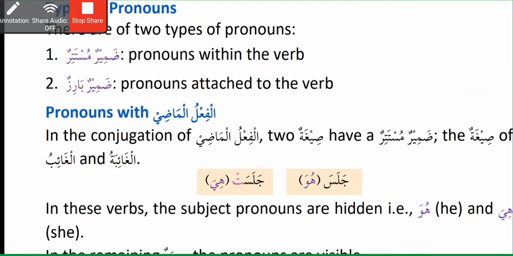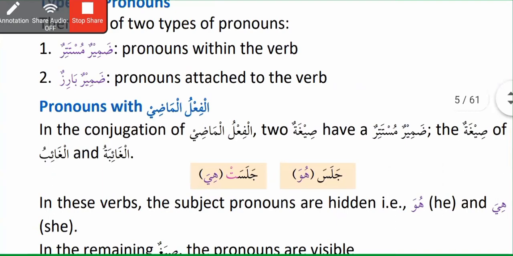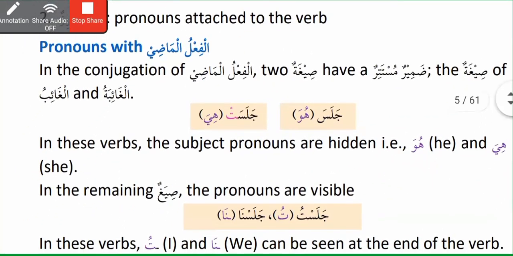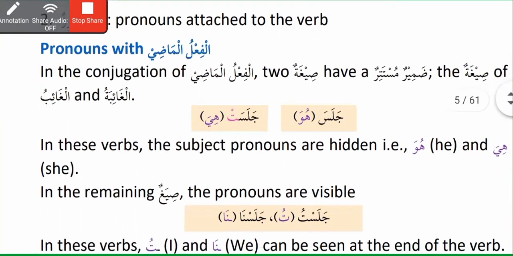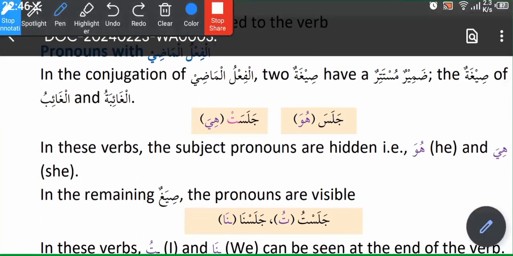In the conjugation of al-fi'l al-madi, two sigas have a Zamir Mustatir, the sigas of ghaib and ghaiba. So the first siga, which is jalasa, for example, jalasa or daraba or fa'ala, anything, has the hidden pronoun in it. When we say jalasa, it means he sat.